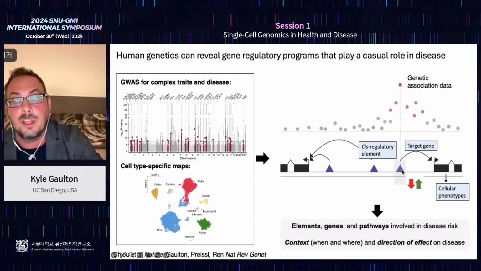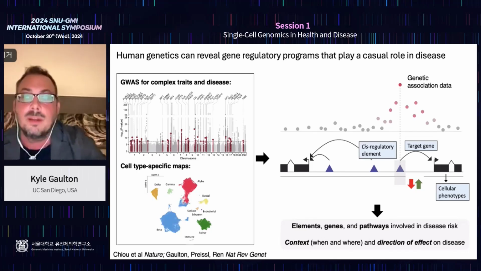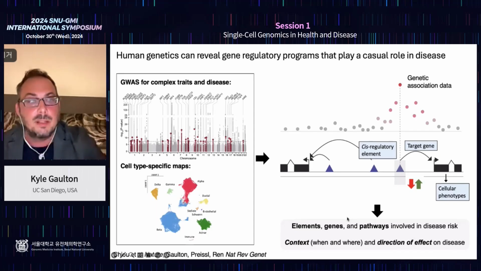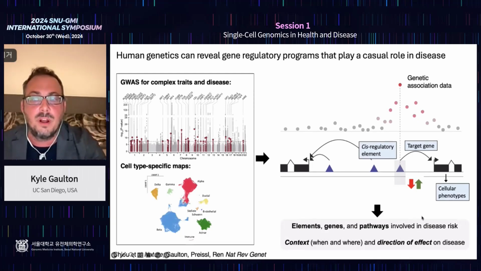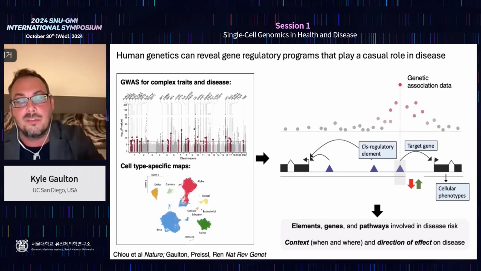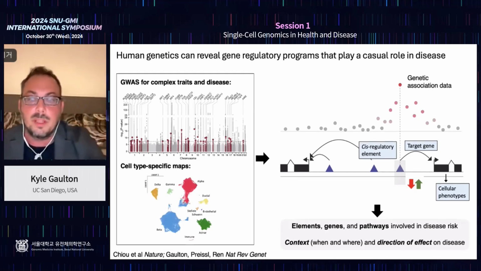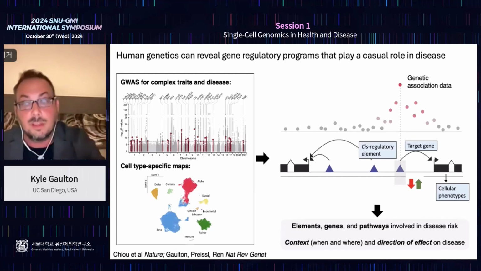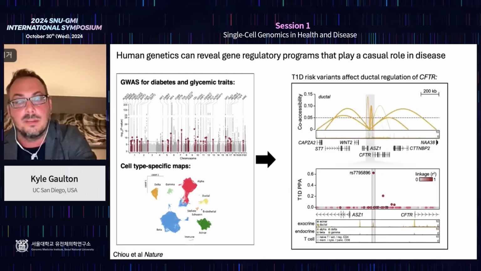So in this example here, this element overlaps a variant that's associated with disease, and therefore the regulation of a gene through this element may be on the causal pathway to disease. And combining GWAS with these cell type specific maps can help us understand elements, genes and pathways, et cetera, that are involved in risk of disease, as well as the context. So when and where these genes are affected in response to certain stimuli, in certain developmental conditions, for example, as well as the direction of effect on disease. Does increased or decreased activity of a site and a gene lead to increased or decreased risk of disease?